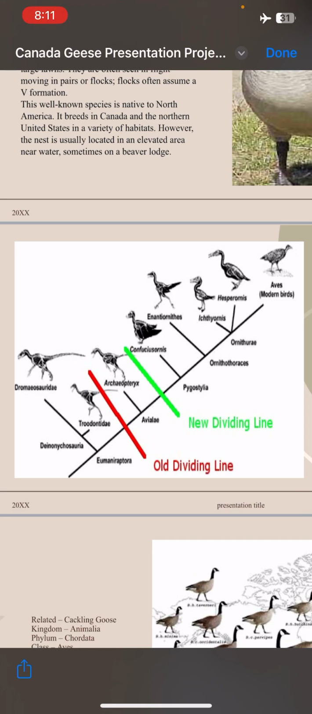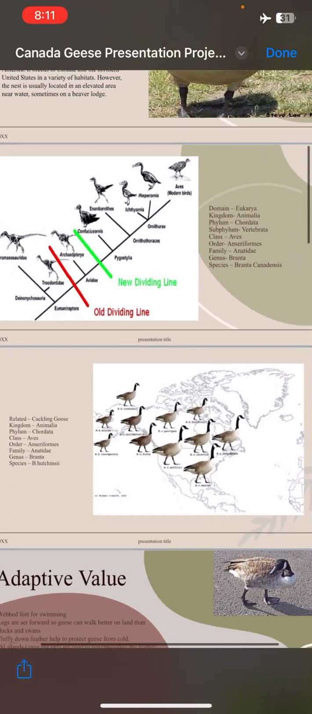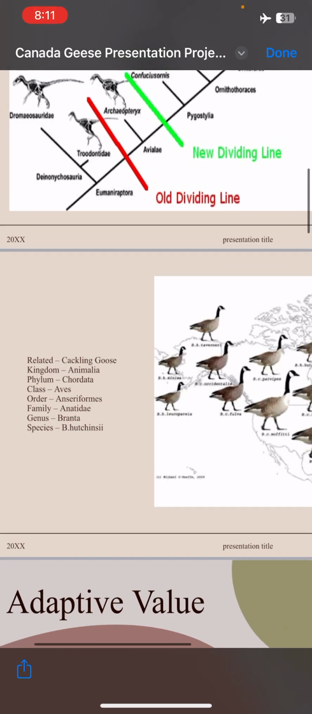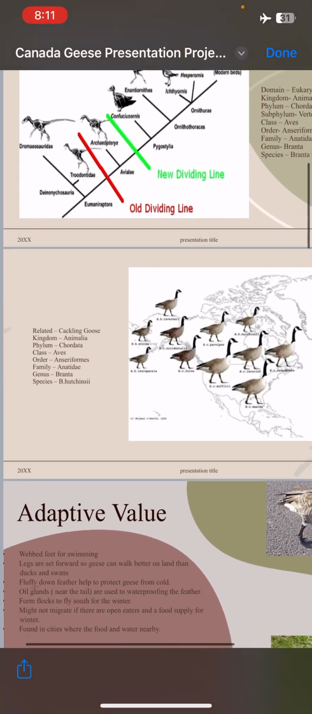And the new dividing line is here. As you can see, this is a green line, but above that you can see the same size, the same body structure, and mostly they are identical in behavior. And this section is another differentiation, describing their related kingdom and phylum and class and all that.